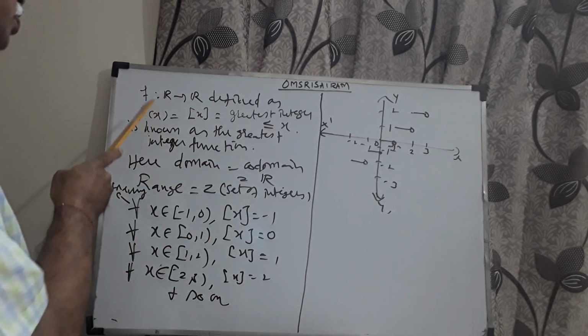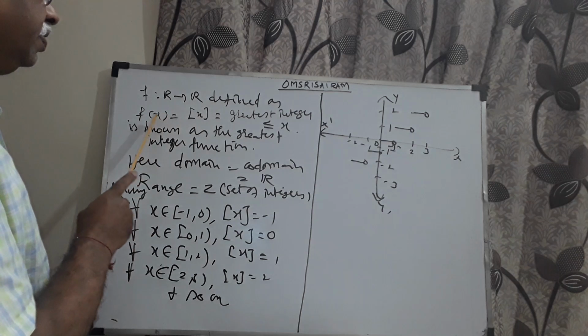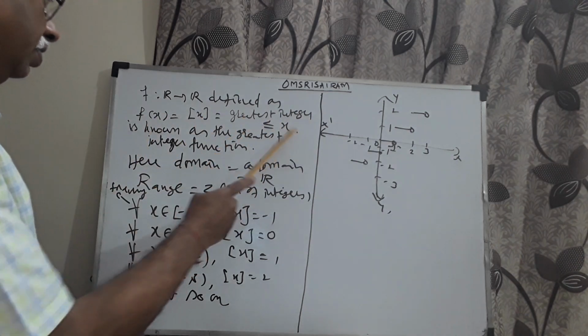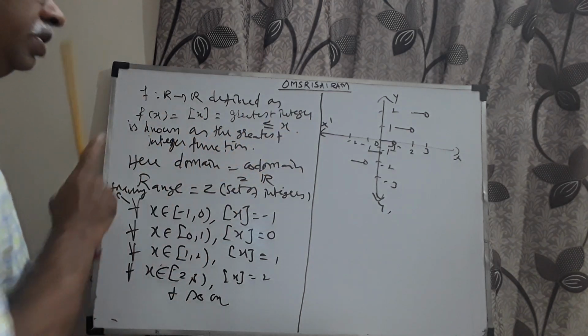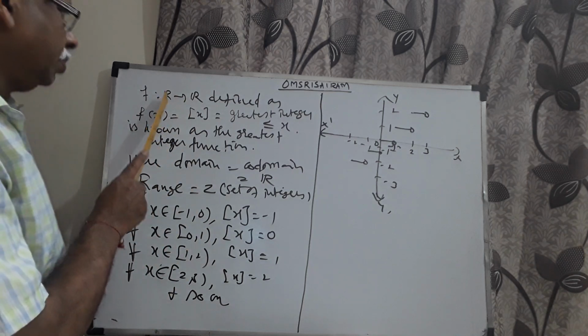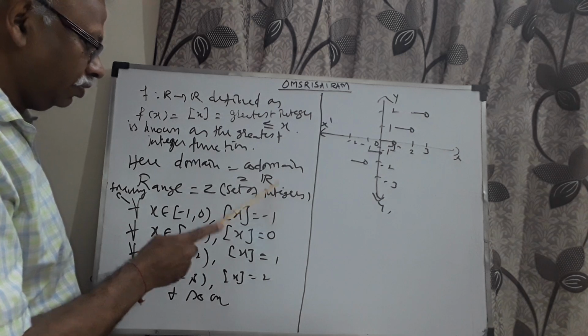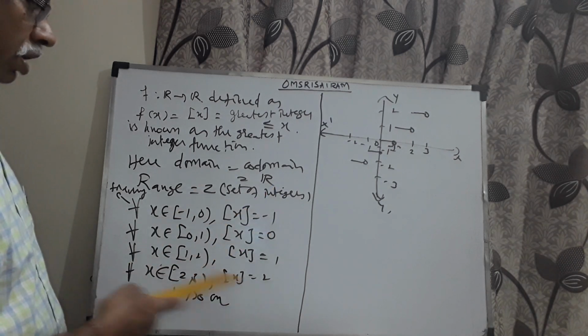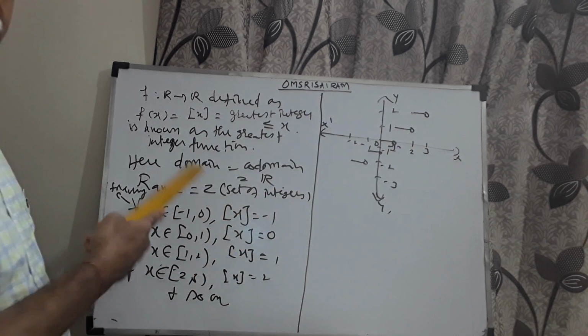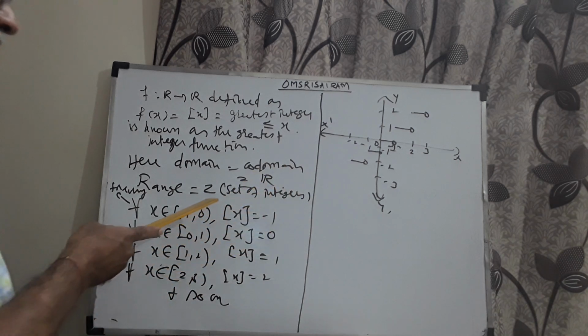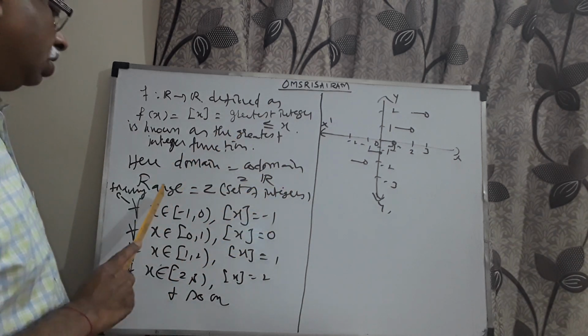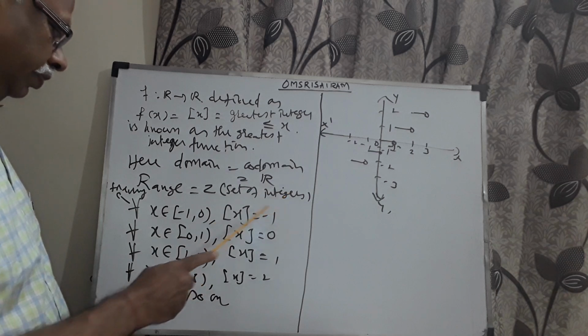I repeat the whole process. F from R to R defined as f of x equal to box x. The greatest integer less than or equal to x is known as the greatest integer function. Here, this is my domain, that is set of real numbers R. This is my codomain, that is also set of real numbers R. All the images will be integers. Other than integers, nothing will be there in the image. Now, the range will be Z, set of integers.